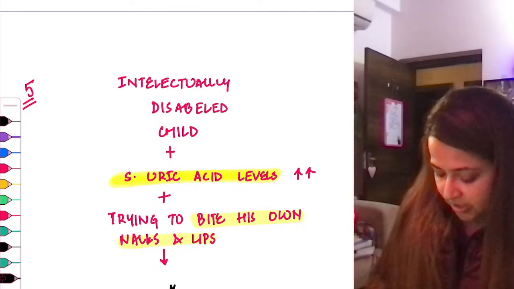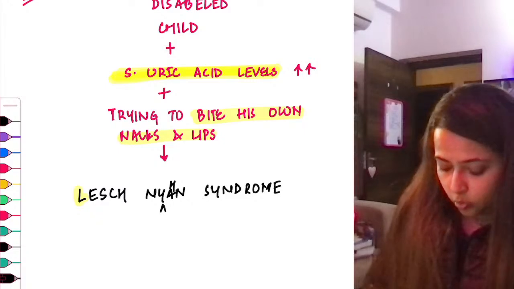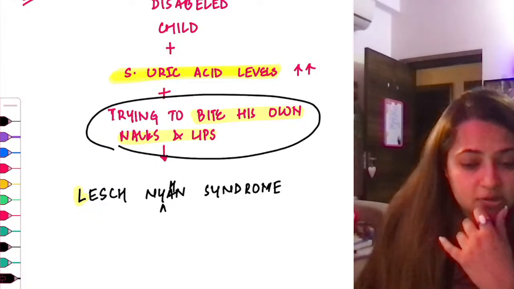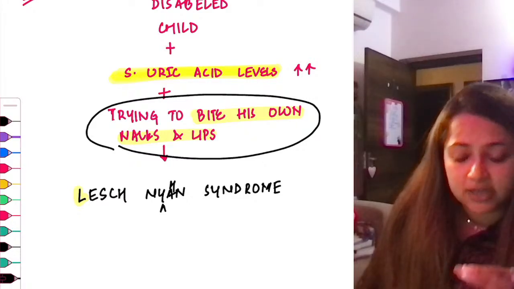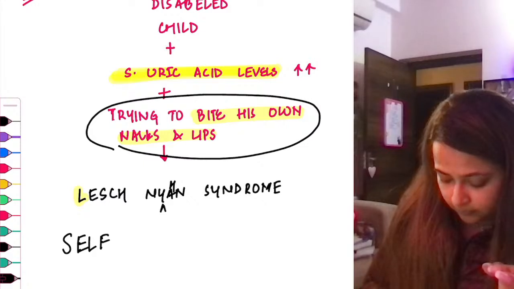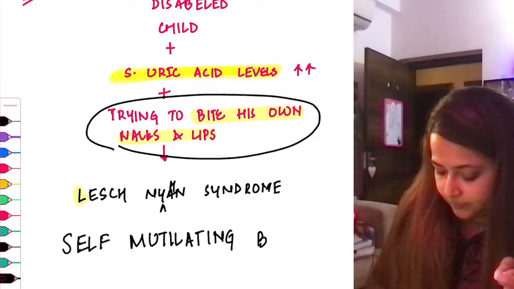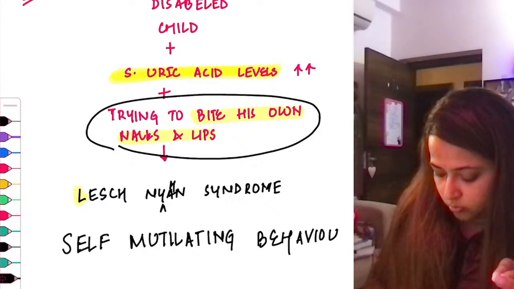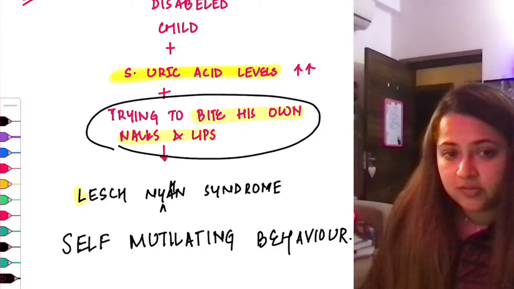The spellings may be wrong. Lesch-Nyhan syndrome. What is this, trying to bite his own nails and lips? We are talking about self-mutilating behavior. So this could also be given as a hint in the question. Children who have Lesch-Nyhan syndrome have self-mutilating behavior. That means they try to injure themselves, they try to bite their fingers, nails, lips. So this kind of behavior would be seen in children having Lesch-Nyhan syndrome.